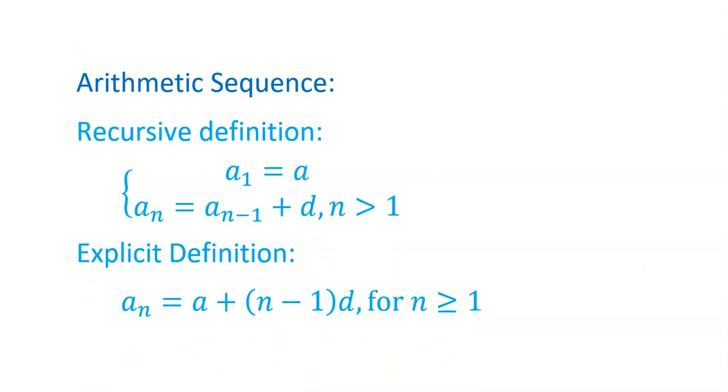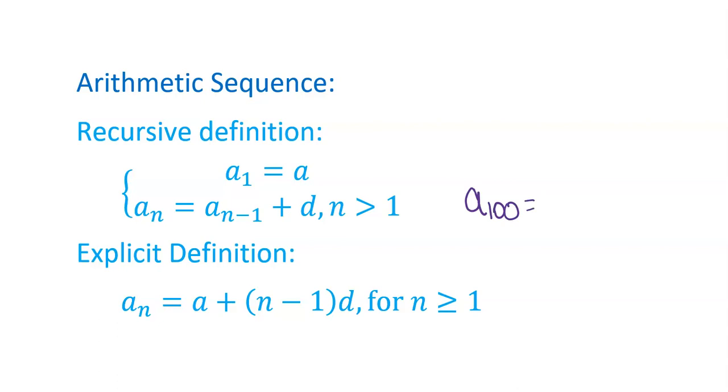There are two different definitions. The recursive definition: your first term is a, and your nth term would be a sub n minus 1 plus d. Remember, d is that common difference. n has to be greater than 1. And remember, n is like the number of the term that you're looking for. So if you were looking for your 100th term, it would look kind of like this.